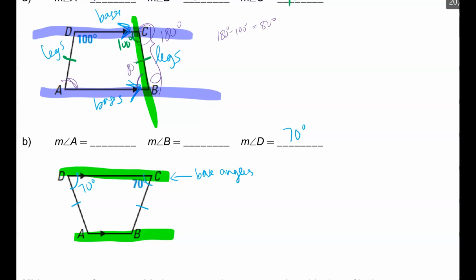All right, let's finish this up. So I know that these two angles are same side interior. They have to add up to 180. So if I take 180 minus 70, I get that this is 110. But wait, B has to be congruent because that's an isosceles trapezoid, so they both are 110 degrees.